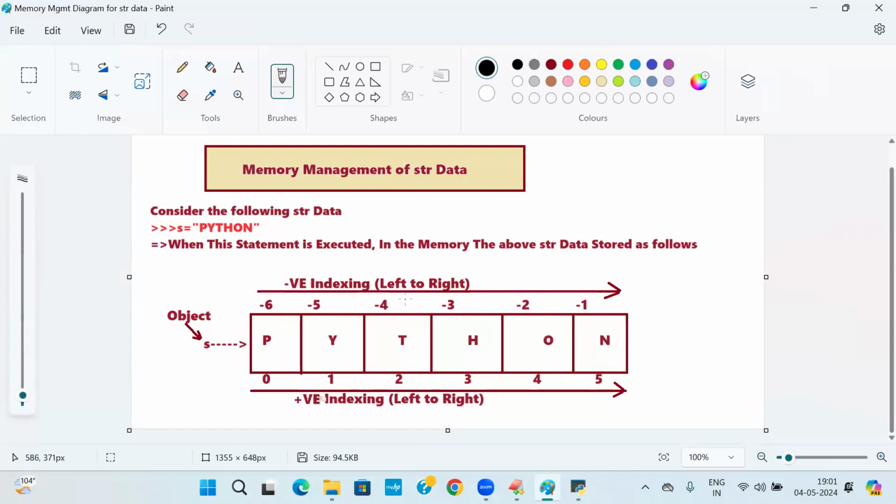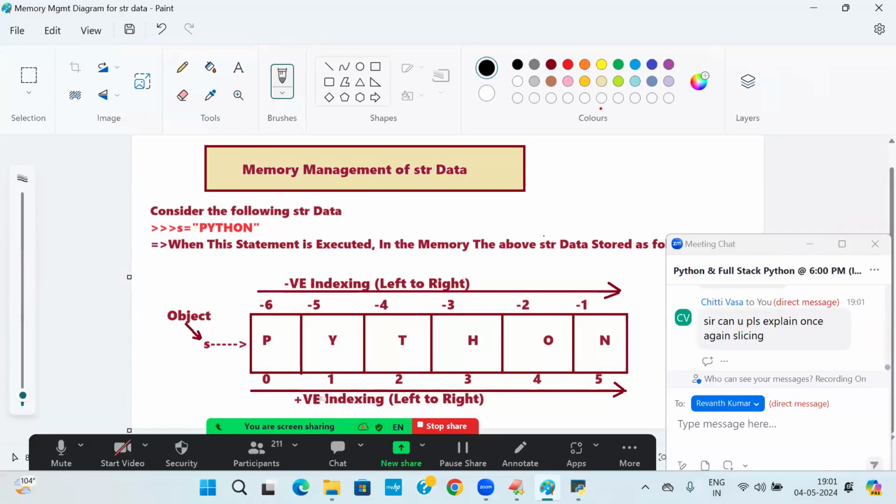Chitti Vasa asks, sir, can you please explain slicing once again? Suppose you purchased a pineapple. This is a pineapple, it is yellow. You purchased one entire pineapple. I am explaining to Chitti Vasa. Pineapple is in yellow color, that's why I'm taking yellow color only. So this is called what?